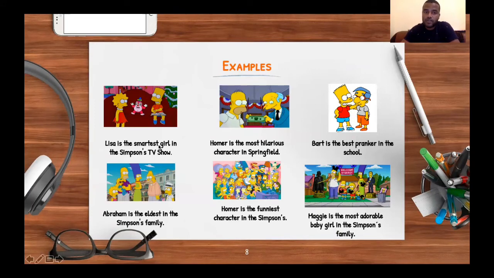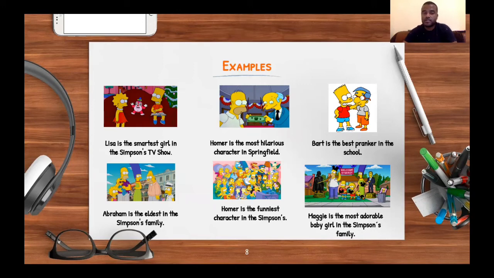Okay, we have the smartest, smarter than smartest, and we have the most hilarious. So long adjective. We have the best: good, better, the best. We have the eldest: old, elder, eldest. We have funny, funnier, the funniest, and we have the most adorable, or more. Okay, so this is concerning superlatives.